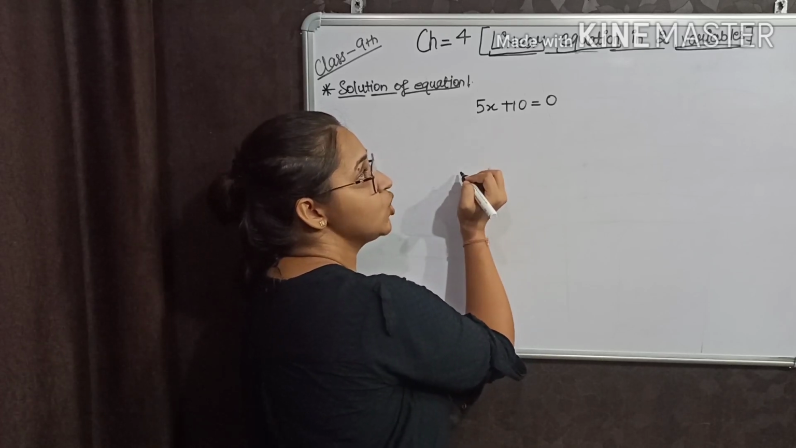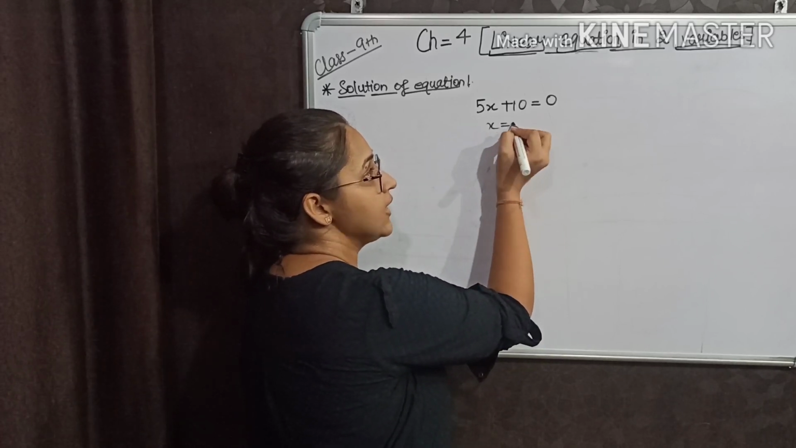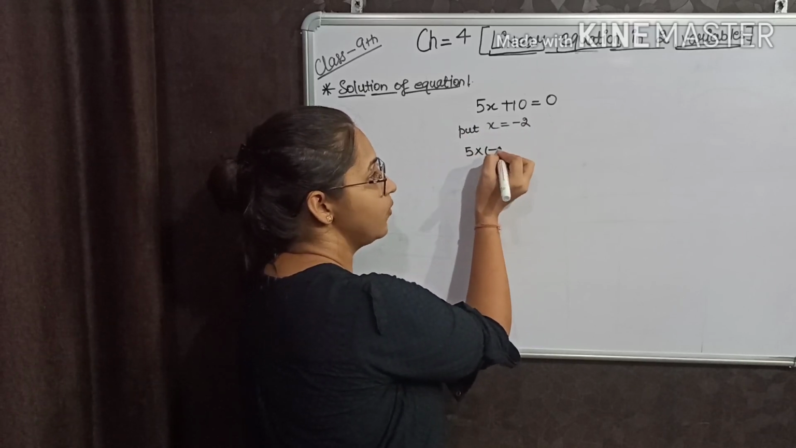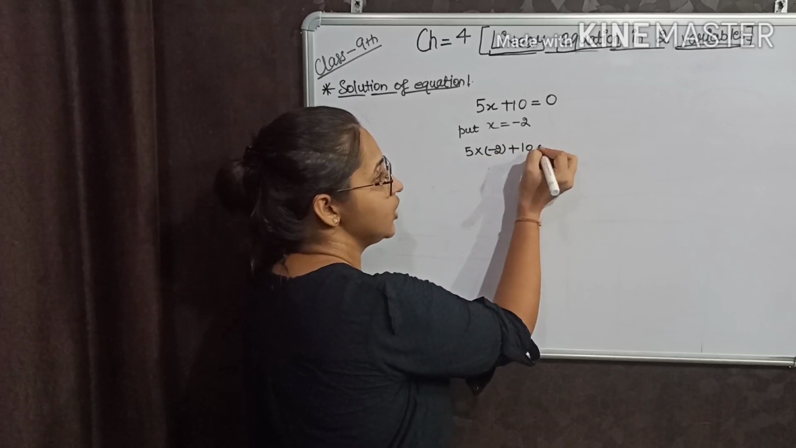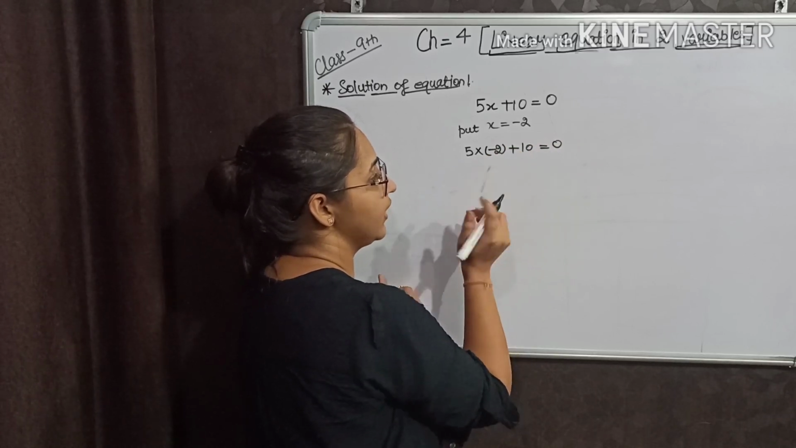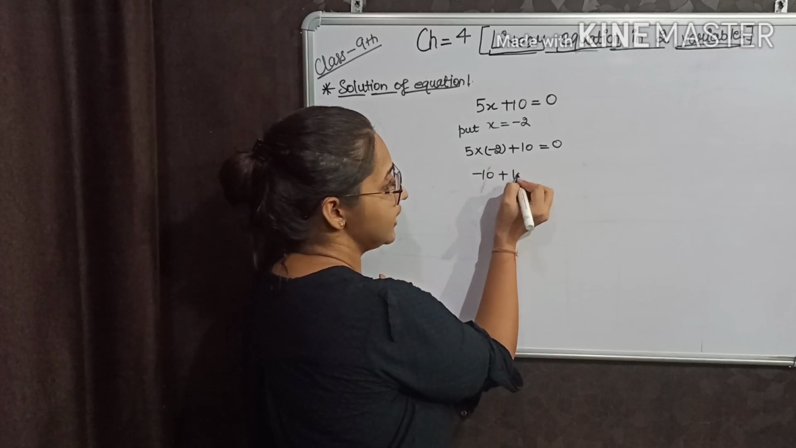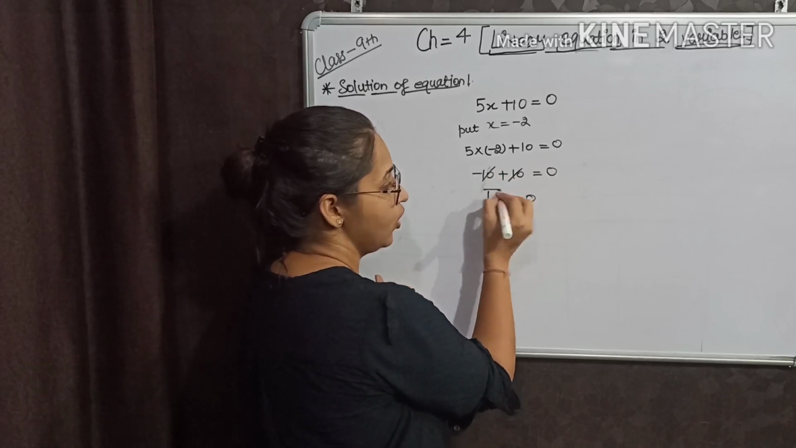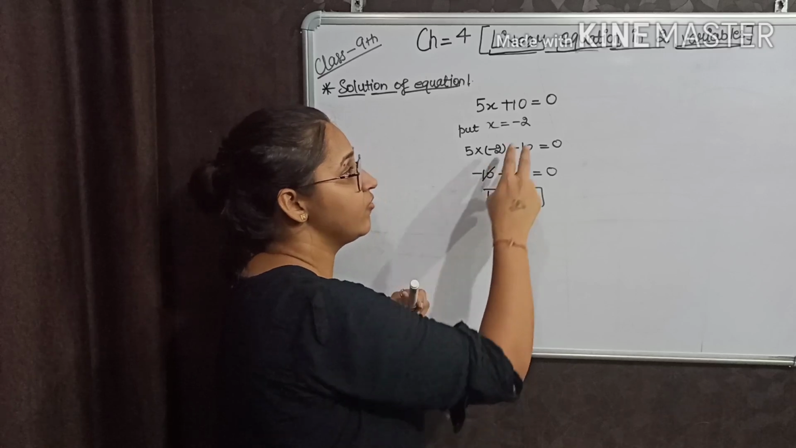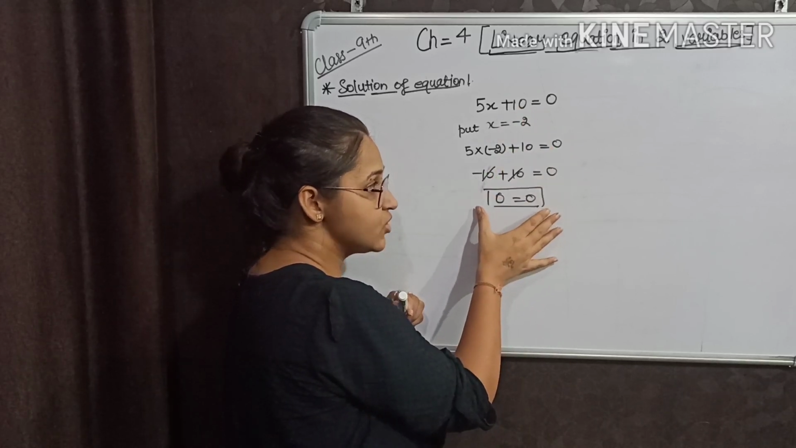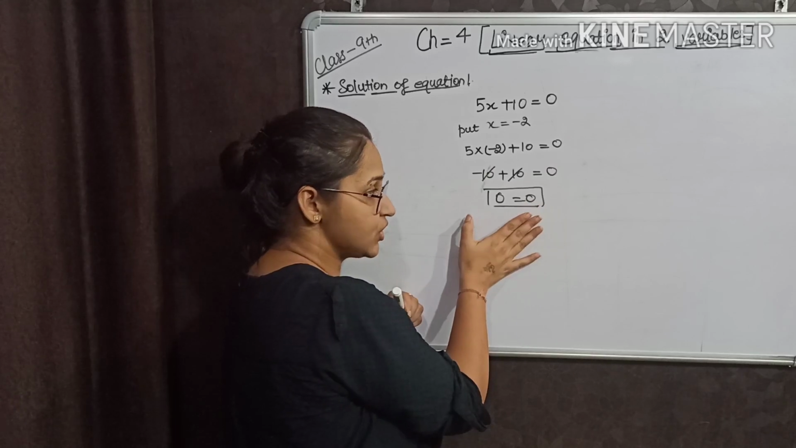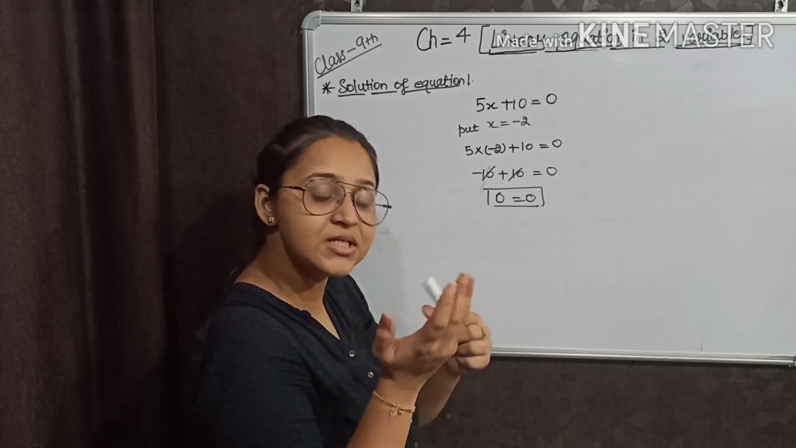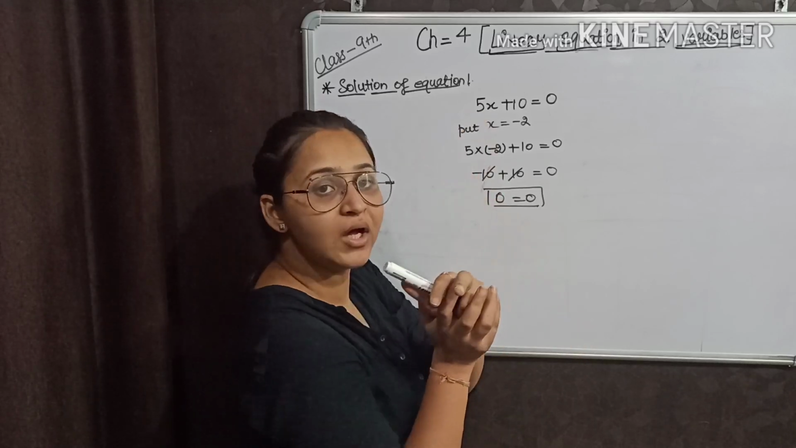If I put x is equal to minus 2, so 5 multiplied by minus 2 plus 10 is equal to 0. 5 multiplied by minus 2 gives you minus 10, plus 10 is equal to 0. The left hand side cancels, 0 is equal to 0. It means both sides of the given equation are equal, so the equation is satisfied. So x is equal to minus 2 is satisfying the equation. It means x is equal to minus 2 is a solution of the given equation.